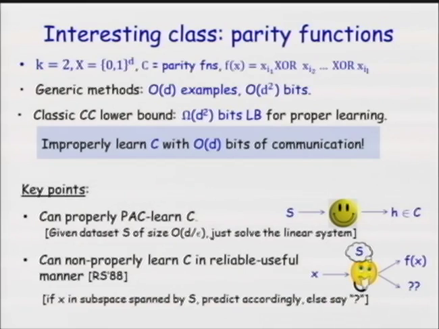So we can learn the parity functions in this reliable useful model by again simply drawing a large enough set of examples. The prediction function is: if the new test example is in the span of the examples I've seen in the training set, I know how to predict because these are parity functions. Otherwise, I say I don't know.